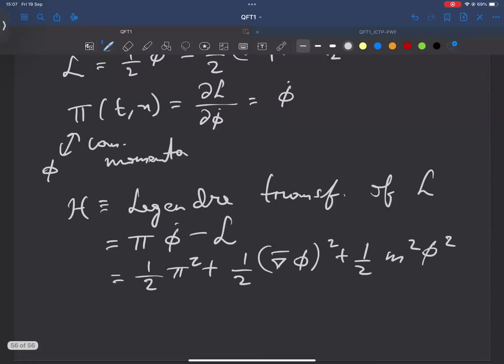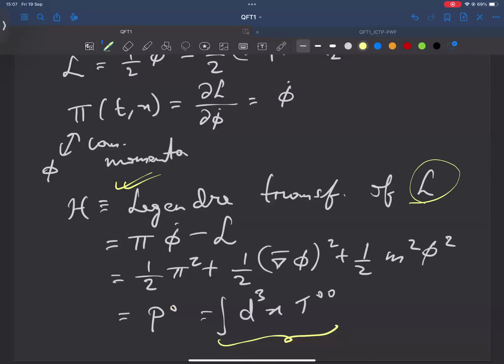And this is exactly what we had called P0 or the D3x T00. Okay. And as promised, you see that at least in the scalar field case, we could argue that this volume integral indeed was the Legendre transform of the Lagrangian density. So it made sense to call this energy.